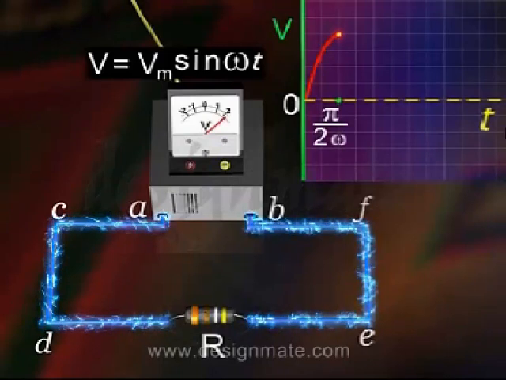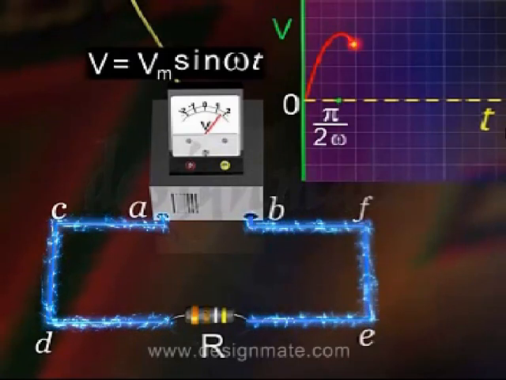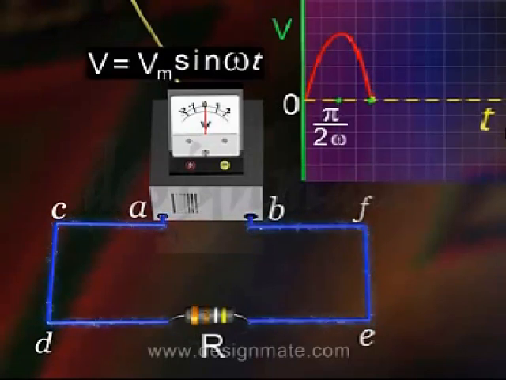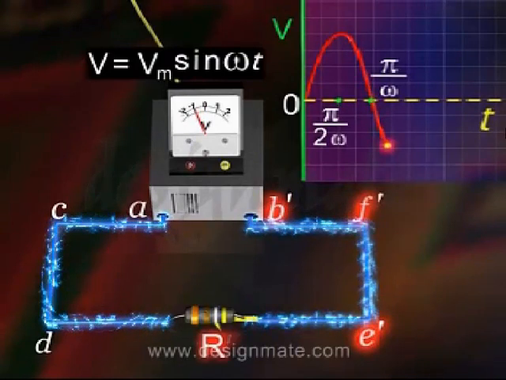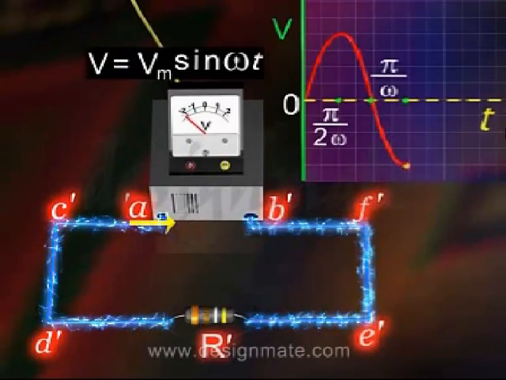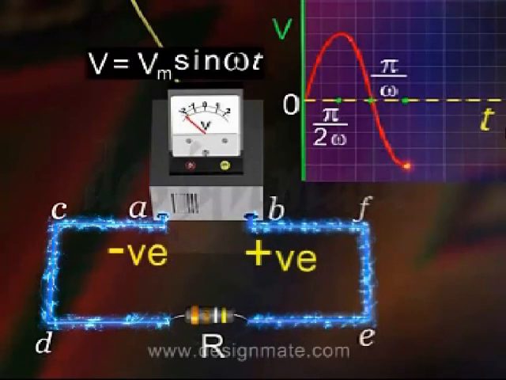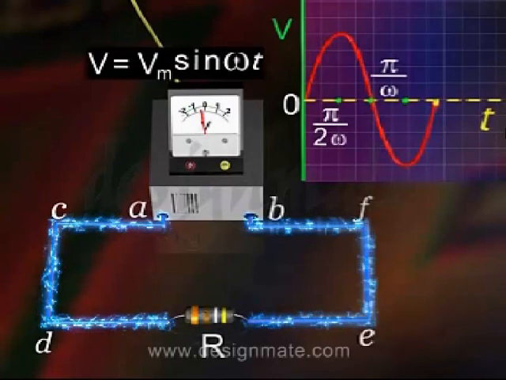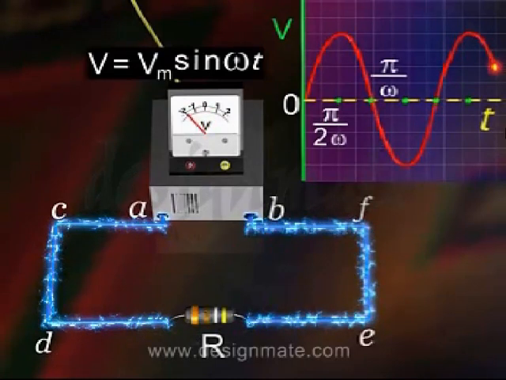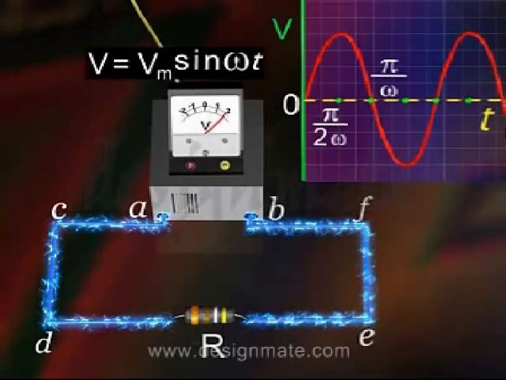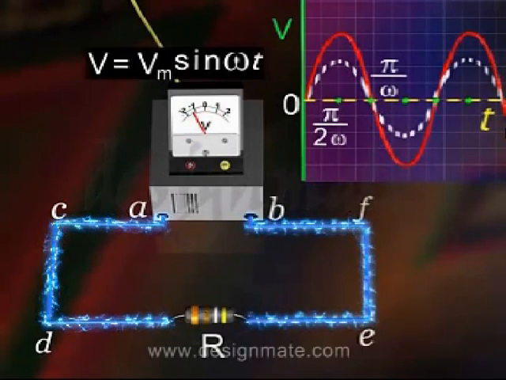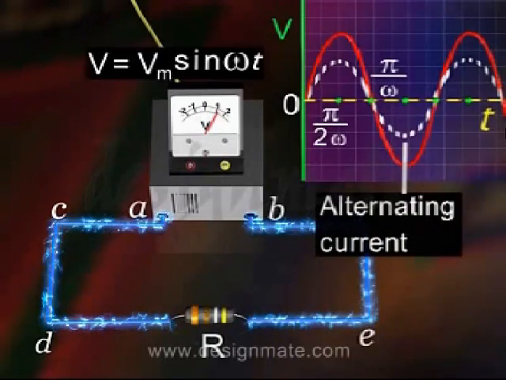After attaining its maximum value at t equal to pi upon 2 omega, it decreases to 0 at t equal to pi upon omega, and then reverses the direction as the current flows in the direction B', F', E', R', D', C', A', and the terminal B now becomes positive with respect to A. The cycle thus repeats with a time interval of 2 pi upon omega. Such a current flowing through R is shown as a broken line and is called alternating current or an AC current.